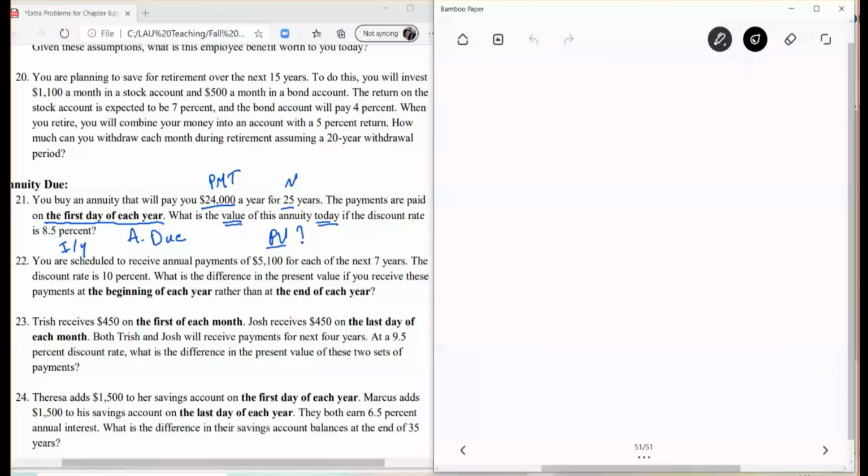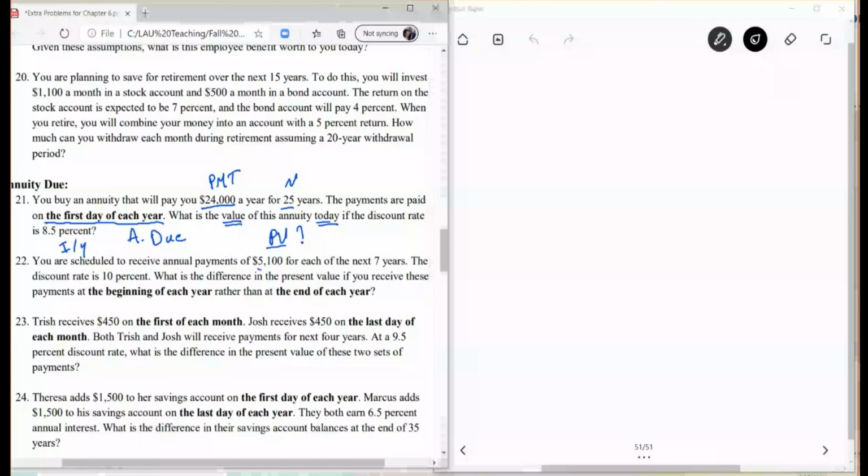Now for the second problem, you are scheduled to receive annual payments of $5,100. This is the payment for each of the next 7 years. So those are annual payments over a 7 years period. The discount rate is 10%. What is the difference in the present value if you receive these payments at the beginning of each year rather than at the end of each year?